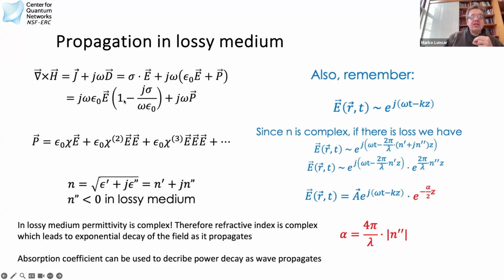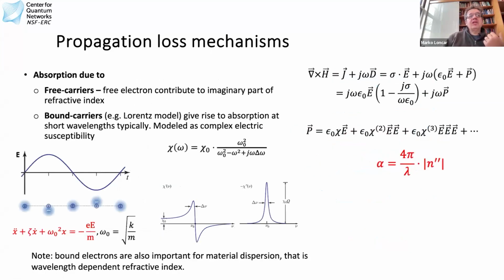So if I rewrite this equation, you see that now this sigma, this conductivity of the medium, introduces some imaginary part in epsilon. Because the refractive index is the square root of epsilon, and now epsilon has a real part and an imaginary part, you can expect that the refractive index will also have a real part and an imaginary part. Okay, so essentially conductivity is one way you can introduce losses, and this conductivity comes basically from free carriers.